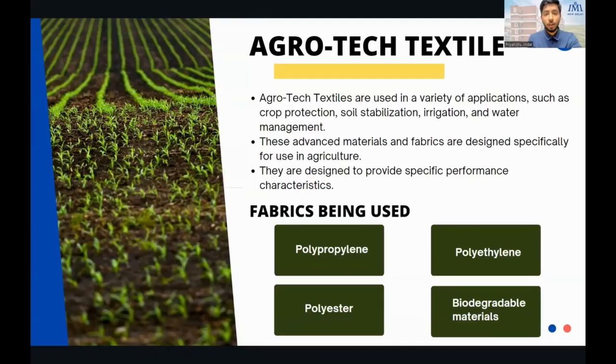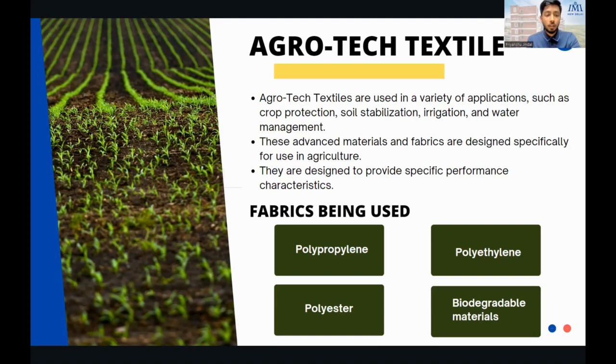So now I will be talking about agrotech textiles. Agriculture has been a critical component of human life since the dawn of civilization. The agriculture industry has undergone significant changes in recent years with increasing concerns around sustainability and the environmental impact of traditional agriculture practices. One area of innovation that is rapidly gaining attention in the agriculture industry is agrotech textiles. These advanced materials and fabrics are designed specifically for use in agriculture and offer significant potential to increase productivity, efficiency, and sustainability in the industry.